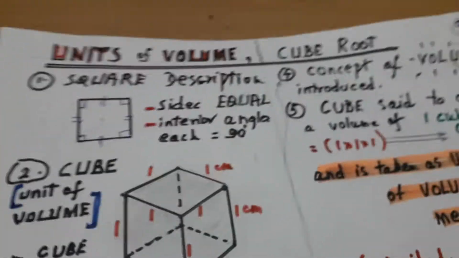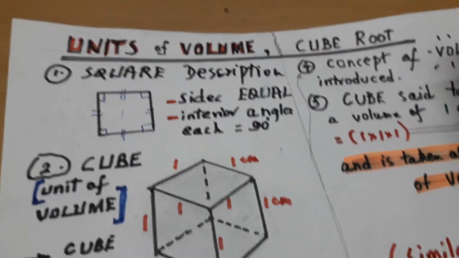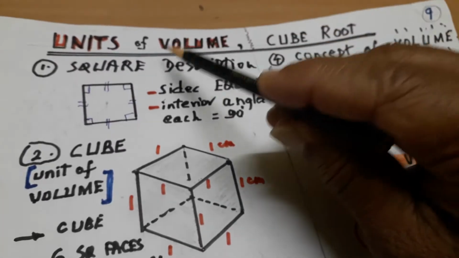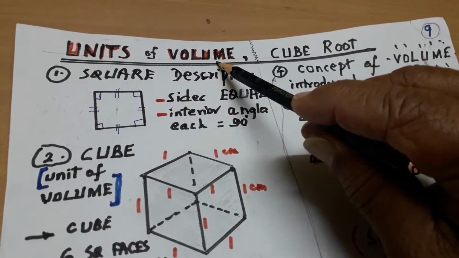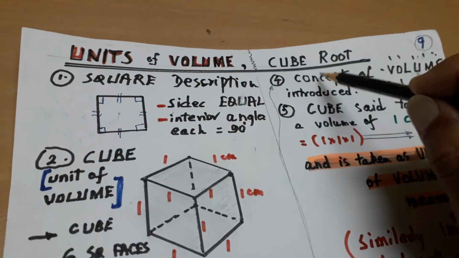Well, well, well. Aren't we progressing? Yeah, now we come to volume and cube root. We finished with square root.